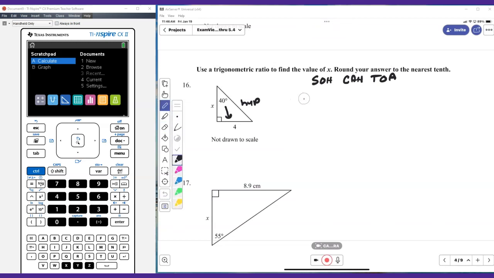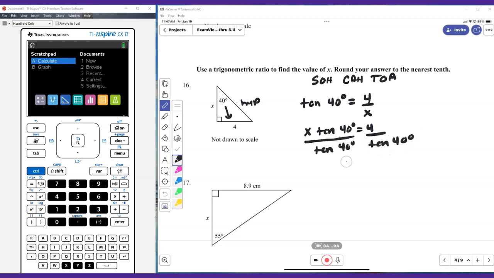So how do you set this up? You're going to write tangent of 40 degrees equals opposite, which is 4, over adjacent, which is x. What I like to do is keep the tangent of 40 like that. So it's going to be x times tangent of 40 degrees equals 4. And then I'm going to divide by the tangent of 40 degrees. So x is equal to 4 divided by tangent of 40.